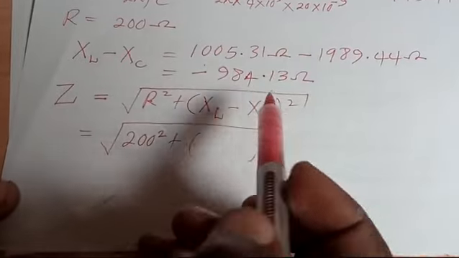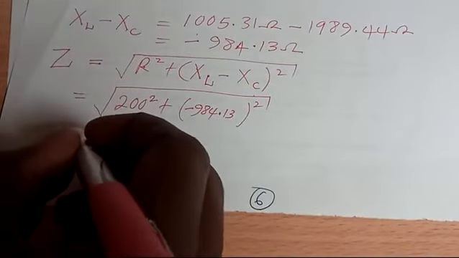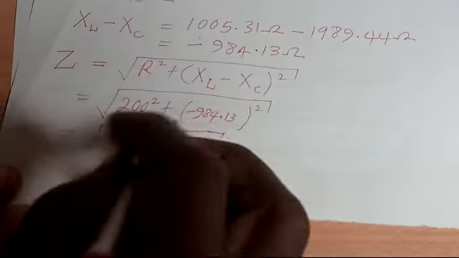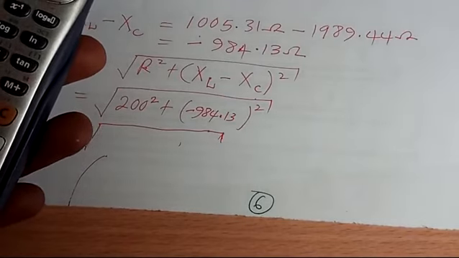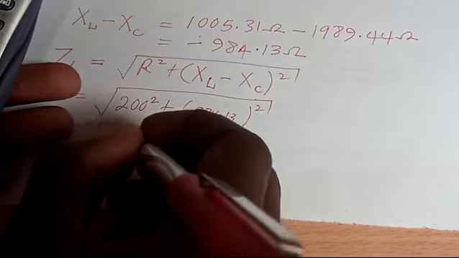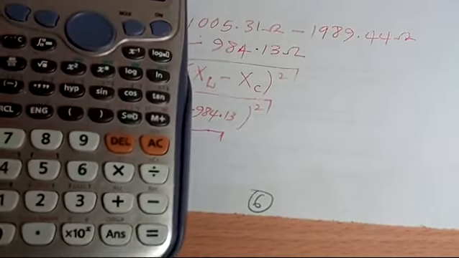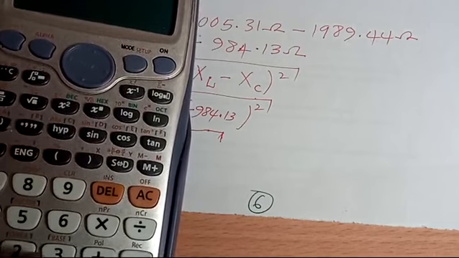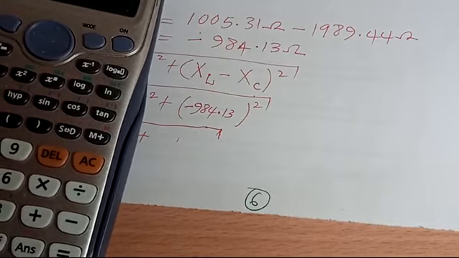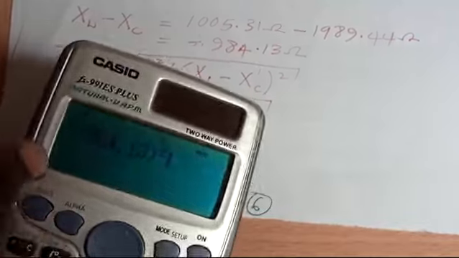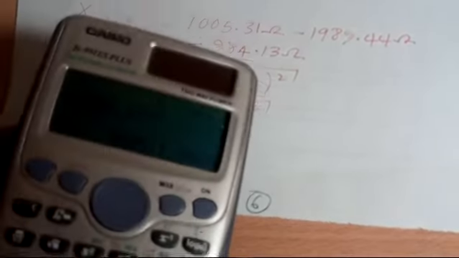And you got negative 984.13. This is equal to the square root of 200 squared. Take your calculator and say 200 squared, equals, and this gives you 40,000, plus the second one: open bracket, press minus 984.13, close bracket, and square it. You see this is what will appear on the screen.